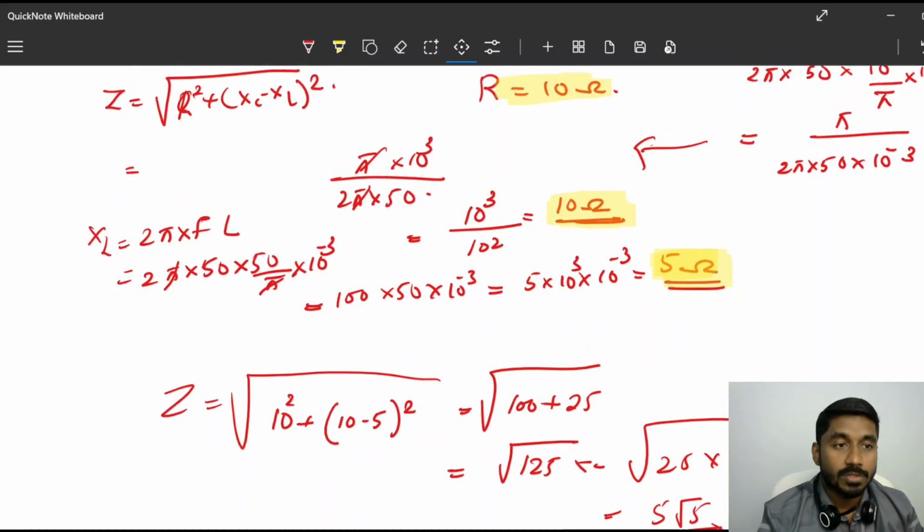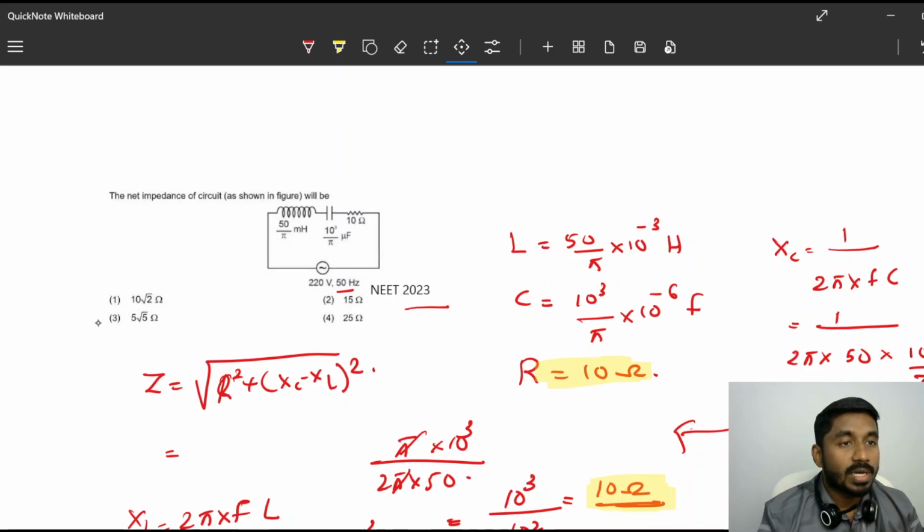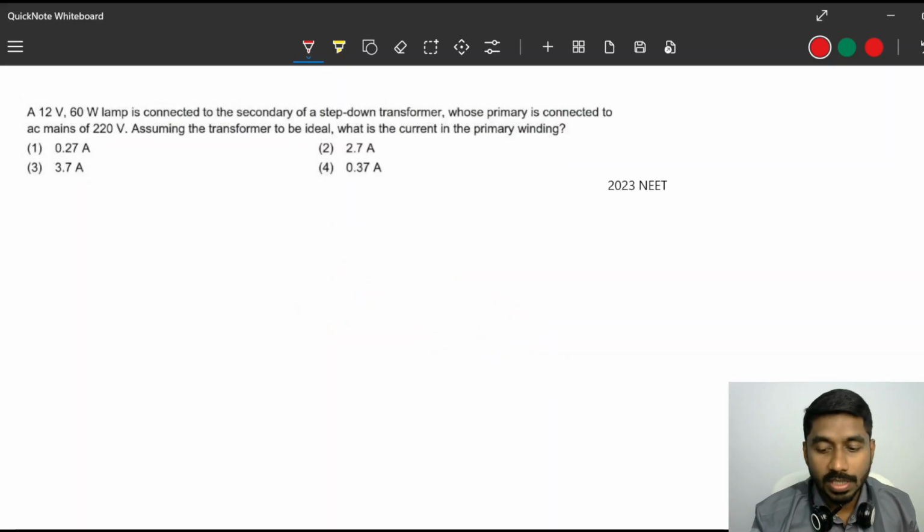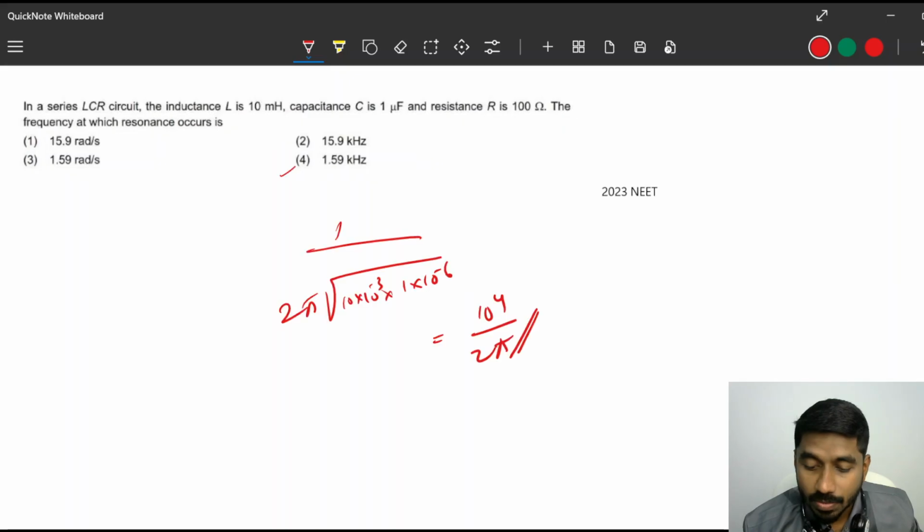So what is the answer for this question? 5 root 5, option 3. Okay, let's move on to the next question. So these are the two questions asked in 2024. Next question is from 2023. Let's move on.